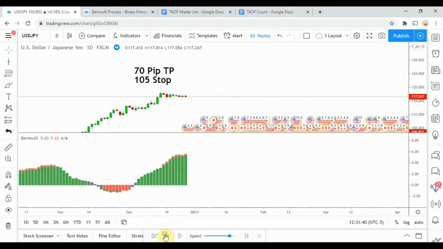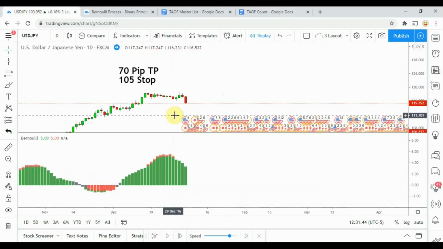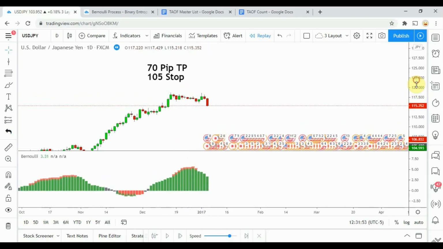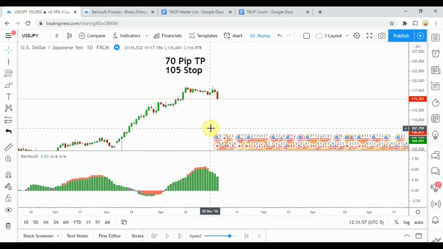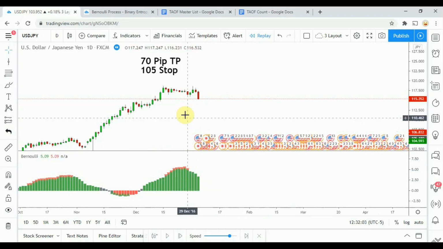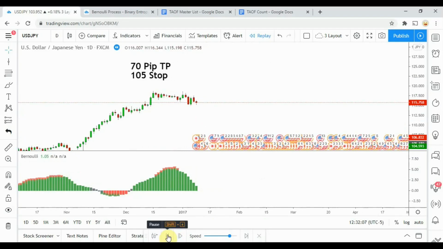All right, so let's get started here. Let's check this and see if it fell within. It didn't, unfortunately, so we'll have to wait a little bit more for another signal to appear. This first signal that took place here was actually still back in December 2016. So let's go ahead and play it forward.